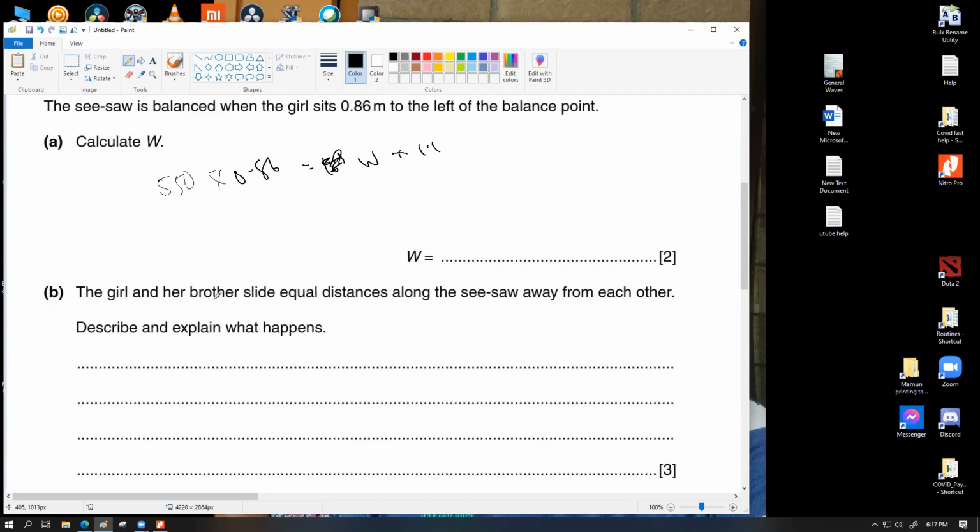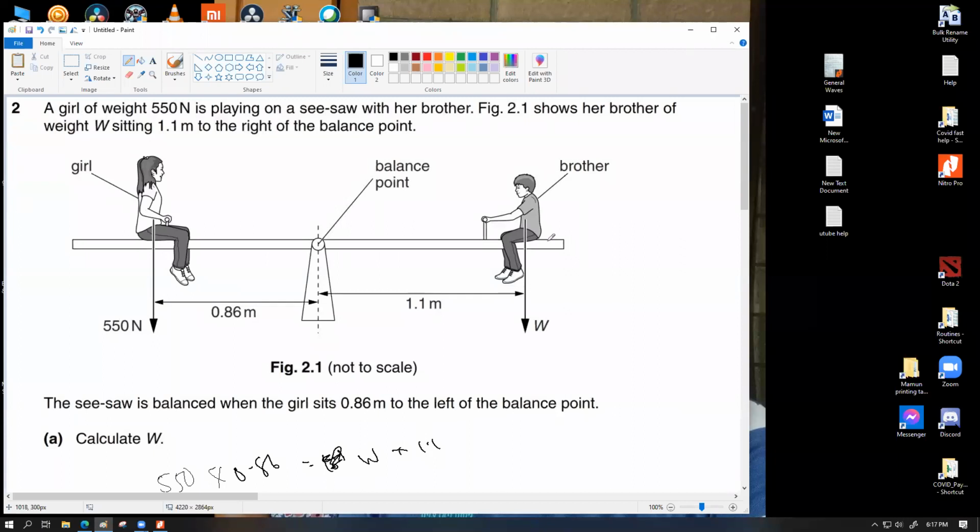The girl and her brother slide equal distances along the seesaw away from each other, which means both of these two people are going to move towards their individual end of the seesaw, and they're going to move by equal distance. And then what's going to happen? Describing what happens really means: will the equilibrium be sustained or will the equilibrium be lost? Which side is going to become bigger, which side is going to become smaller?